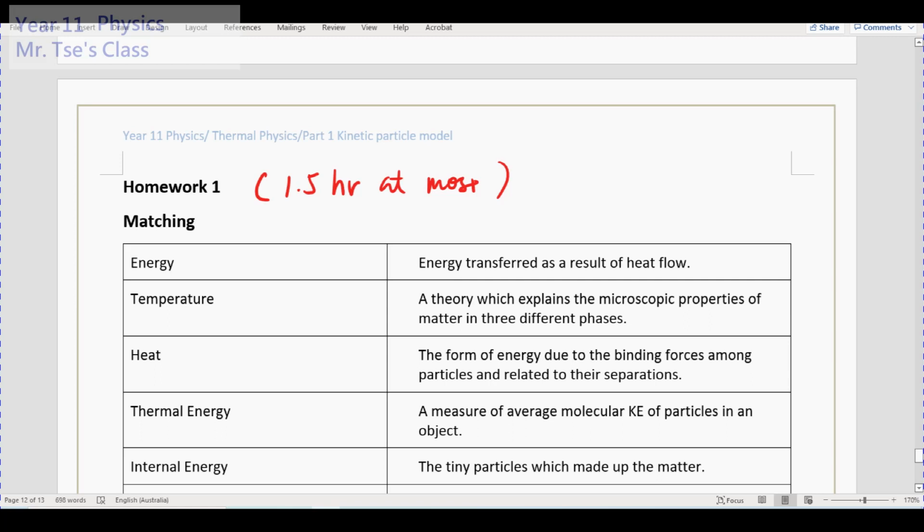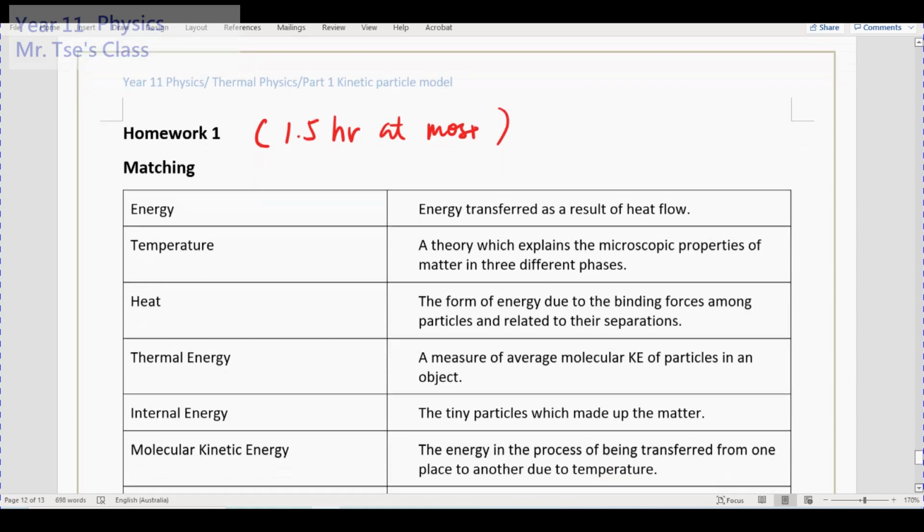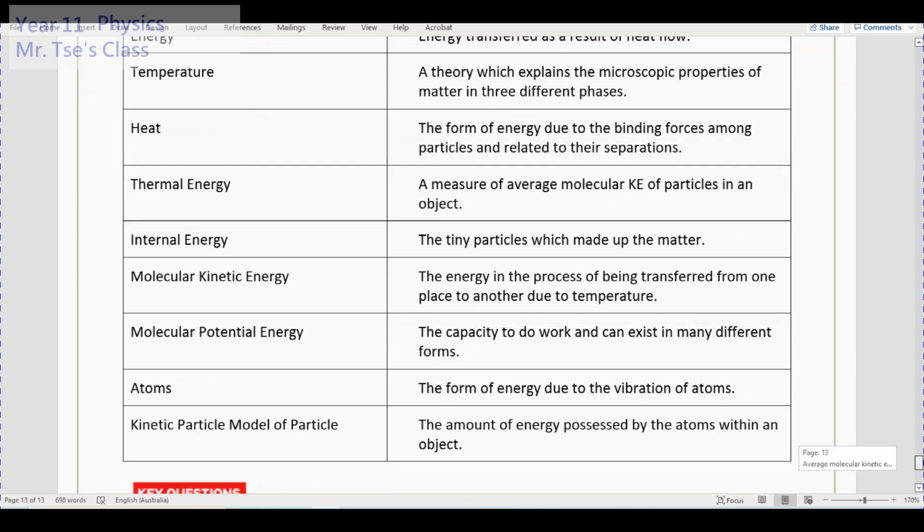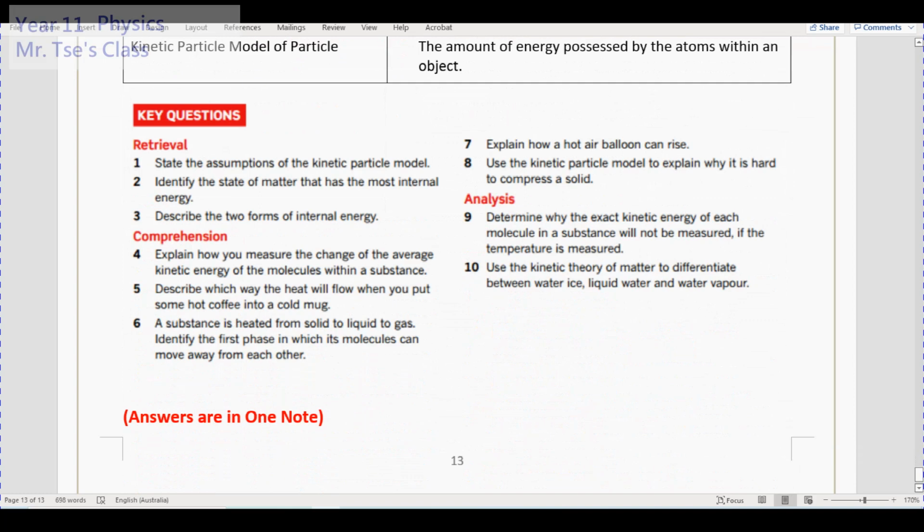I'm really pleased to know that, so you just need to let me know. If you're really interested in physics like me, that's a good thing. Just try to do the matching and some of the questions here. It depends on how much time you can spend. I'm going to put answers in OneNote later. I'm not going to say you need to do 3 or 4 questions. Just do as many as you can, as long as you spend enough time.